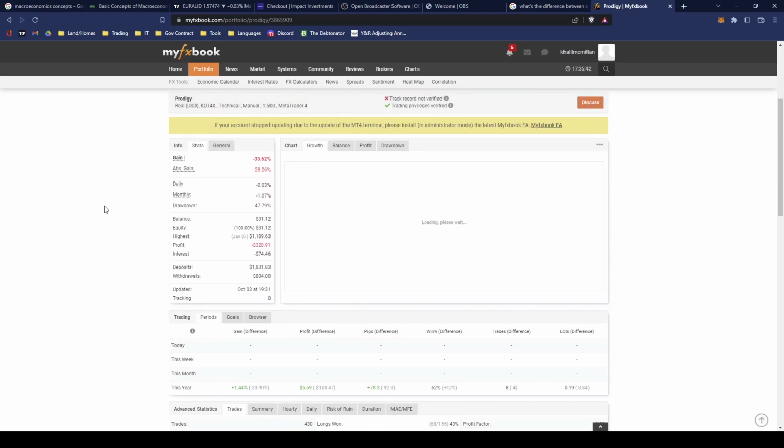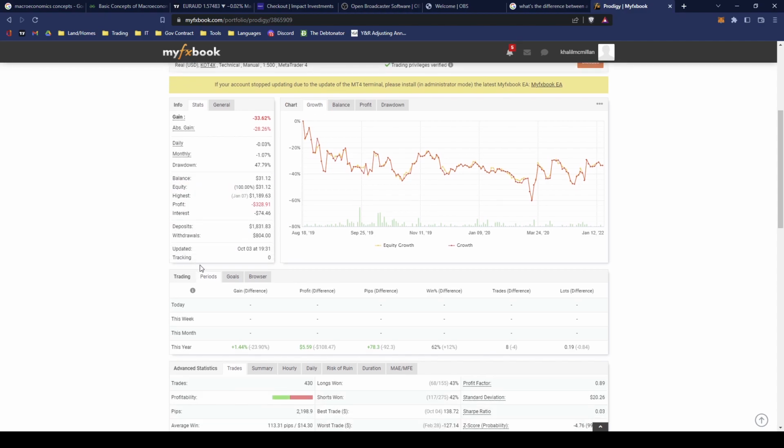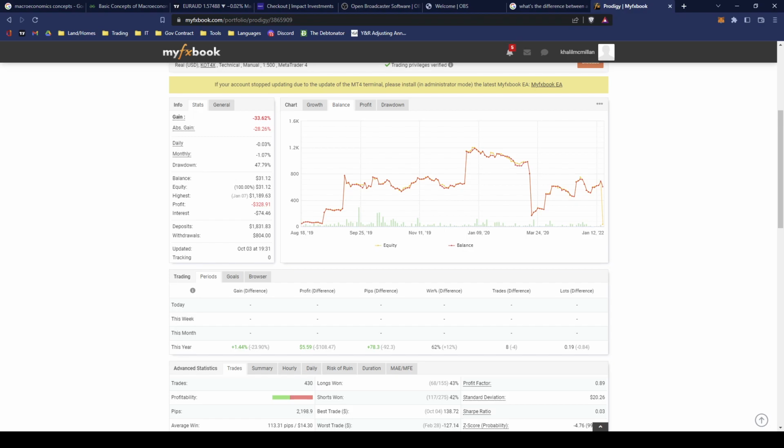Prodigy, this account was way back when. This was starting in 2019. It's negative 300 for this account. So I did deposit 1800, withdrew 800. Right now I have 31 in my account, but overall, yeah, this account was not good.